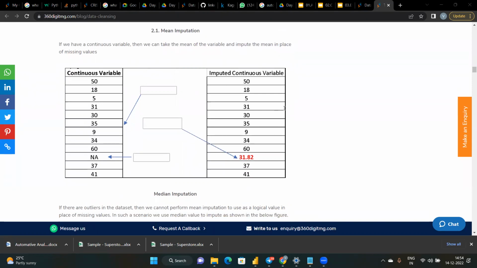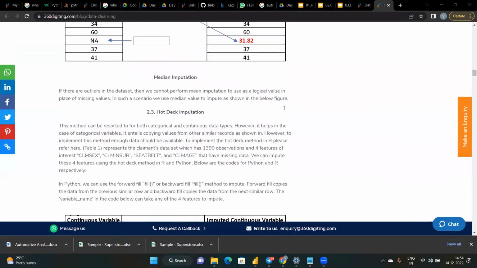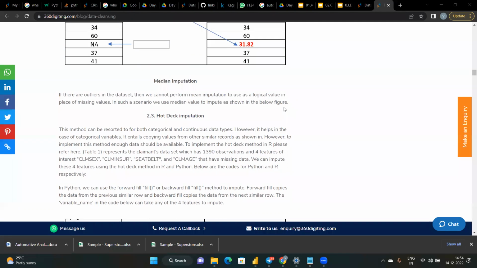So median imputation. So if there are any outliers in the data set, we cannot perform mean imputation. Okay. In such scenario, we use median. So what is this, guys? So there are outliers in the data set. Okay. So let us say I cannot perform mean imputation. Why can't we do it? Because we are going to use a logical value in place of missing values, as I said in mean. So at that time, if you want to use a different method, we are going to go for median. Okay, the median thing. So you can see the median what we are going to use.